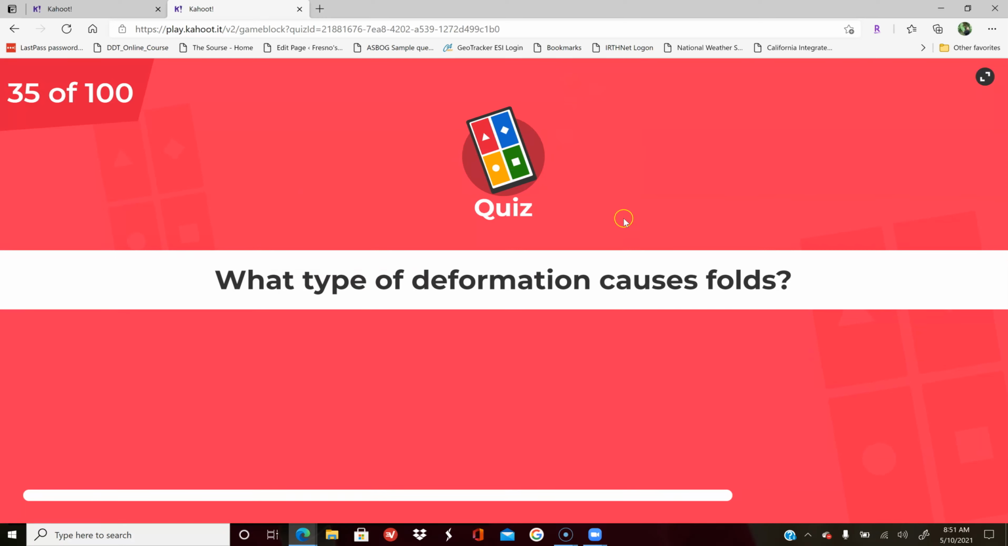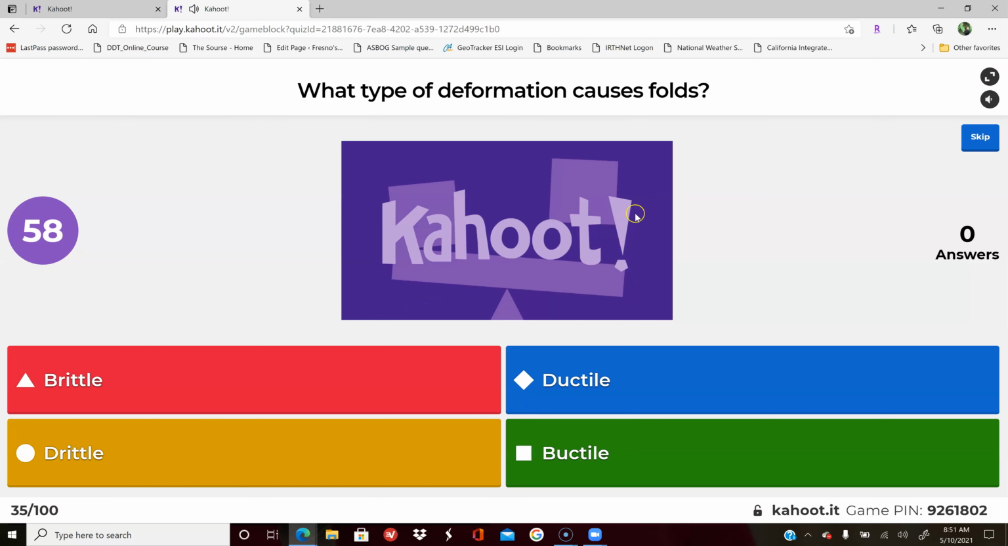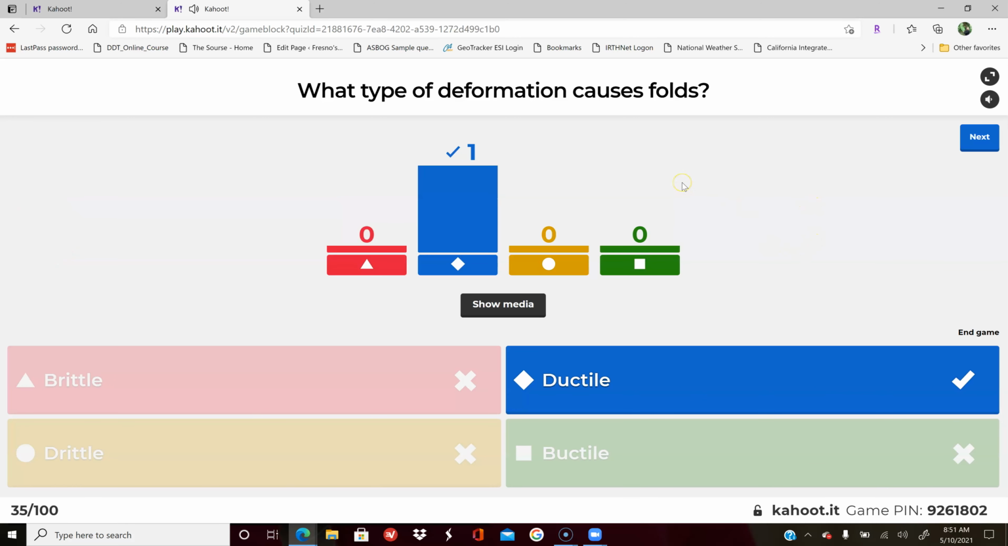What type of deformation causes folds? Brittle, ductile, driddle, or buctile? So that would be ductile, right? The last two are not even words. Brittle is breaking, ductile is folding.